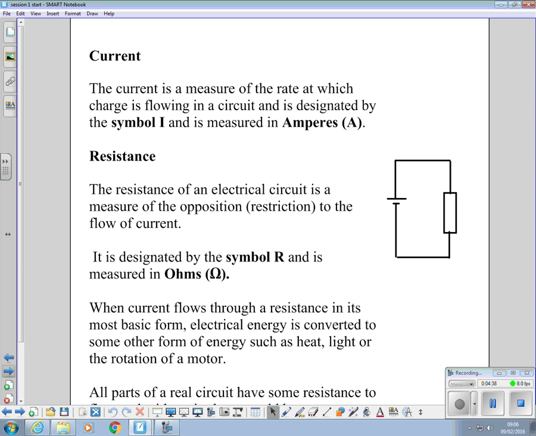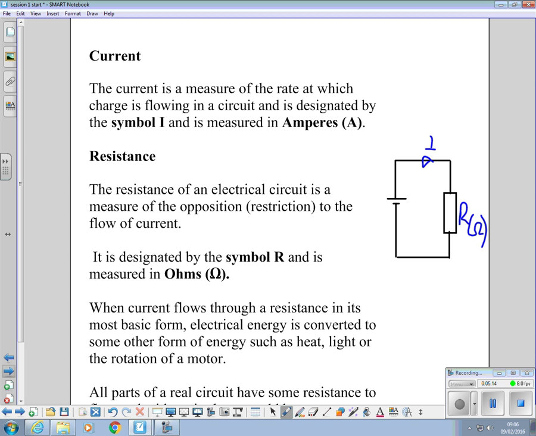Resistance. So this is the resistor in this circuit here, and the resistance of an electrical circuit is a measure of the opposition or restriction to current flow. How much opposition there is to current flow in a circuit. Designated by the symbol R, so we put R there for resistance, and it's measured in ohms. We use the Greek symbol capital omega for that.